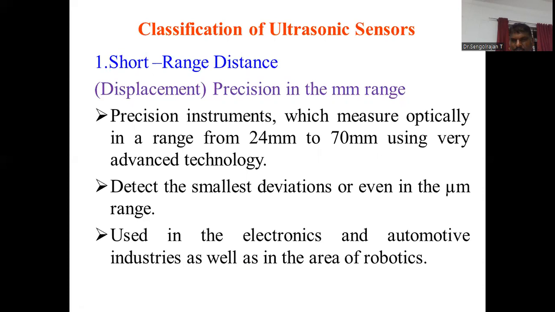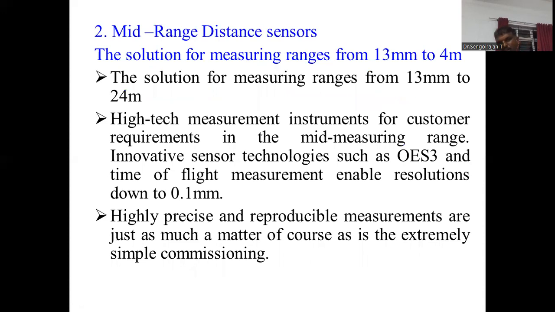Then it is used in the electronics and automotive industries as well as in the areas of robotics. Coming to the mid-range distance sensor, it ranges from 13 millimeter to 24 meter, not 4 meter. The solution for measuring the ranges is 13 millimeter to 24 meter.